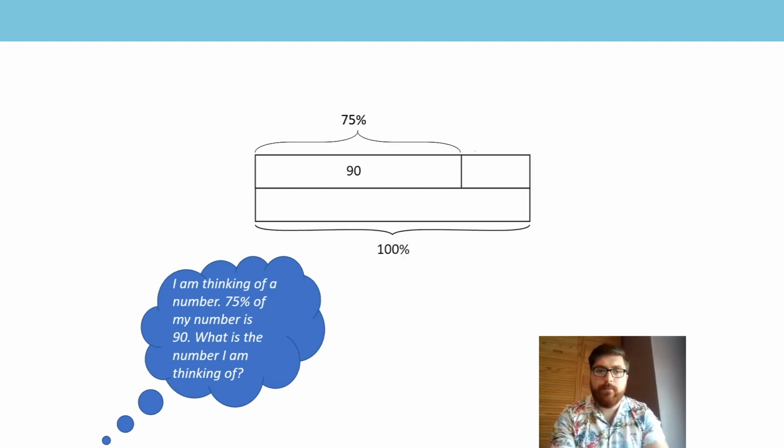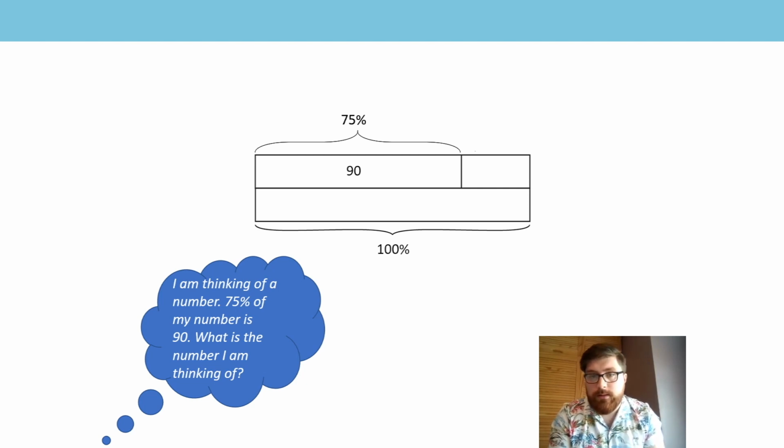Now, I'm thinking of a number again. Now, 75% of my number is 90. What's the number I'm thinking of? How do you think we could solve this problem? Pause the video and just have a little think and see if you can come up with any way that we can find the whole.